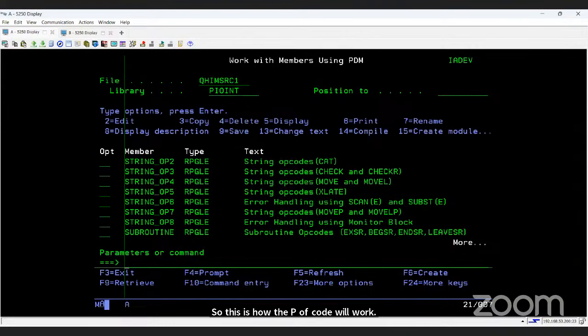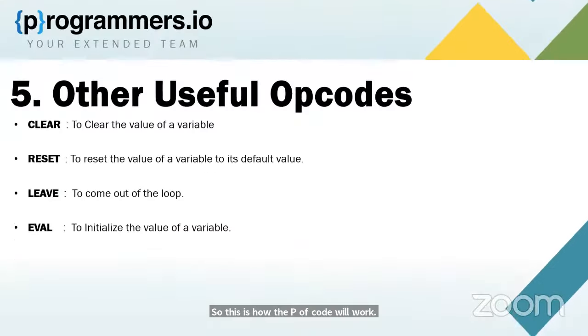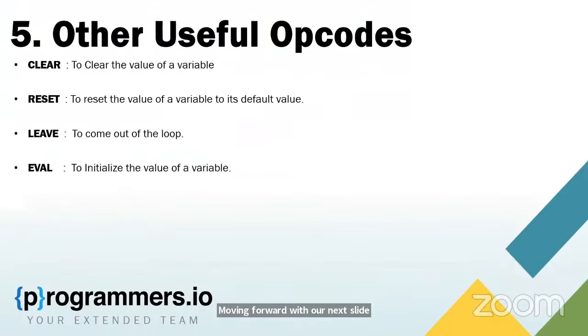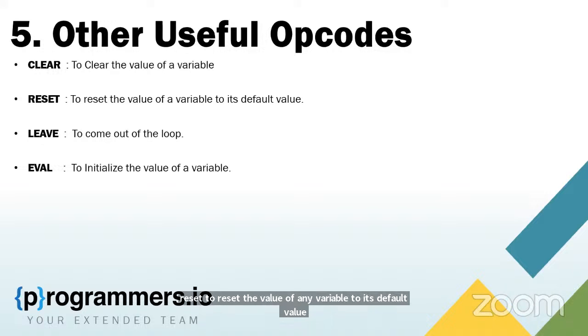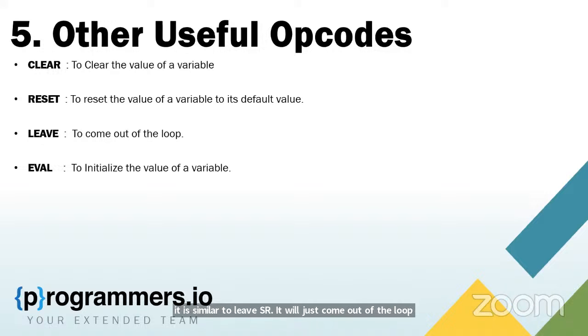Moving forward with our next slide. It is our last slide, that is other useful opcodes: clear, reset, leave, and eval. Clear is used to clear the value of a variable. Reset is used to reset the value of any variable to its default value. Leave is similar to leave SR; it will just come out of the loop. And eval, we have recently used to initialize the value of a variable. So let's see these opcodes also with an example.